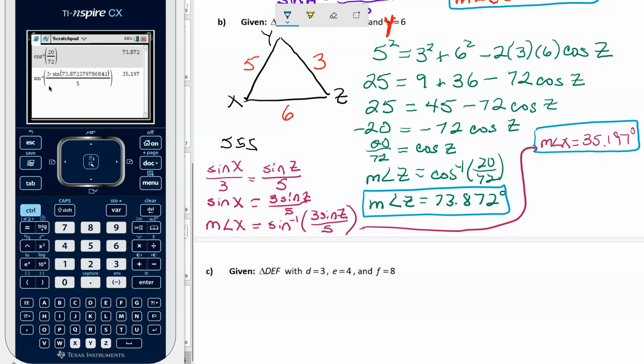All right, we have one part left to find, and that's the remaining angle. Now that we already have two angles, we can solve directly for the third angle by subtracting from 180. And that gives us the last angle, which would be angle y is 70.931 degrees.